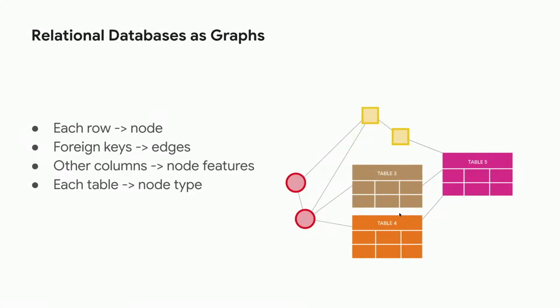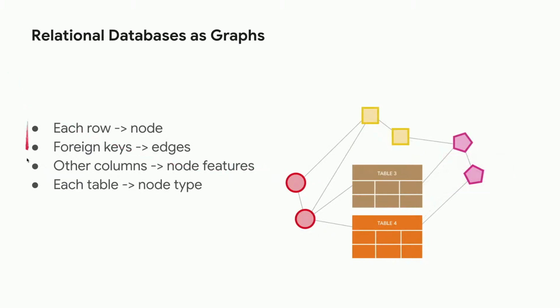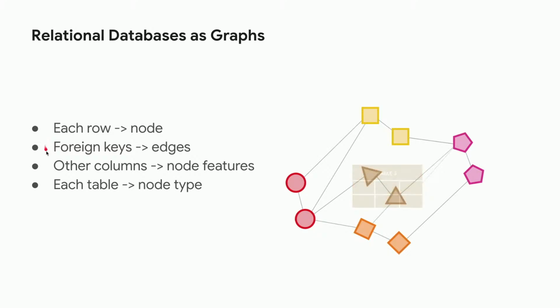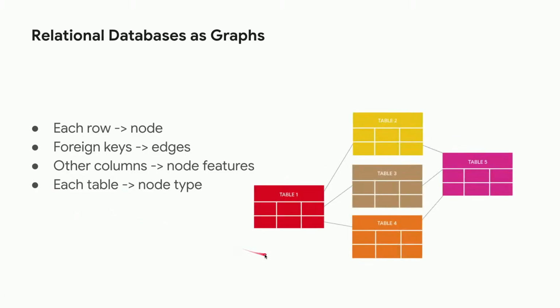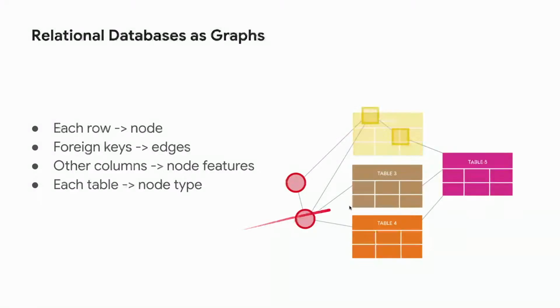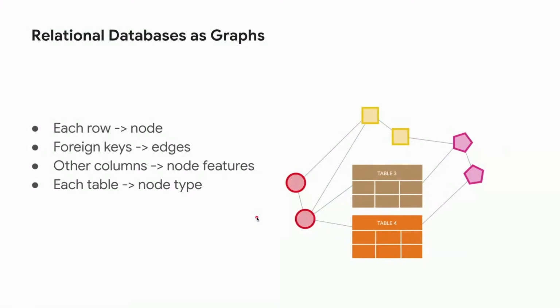First, the rules of transforming tables to graphs are pretty simple: each row becomes a node, the foreign keys become edges, other columns which are not foreign keys become node features, which can be categorical, numerical, Boolean, whatever. And each table becomes its own node type. So this is a standard conversion process, this is how you would transform a bunch of source tables into a connected graph.